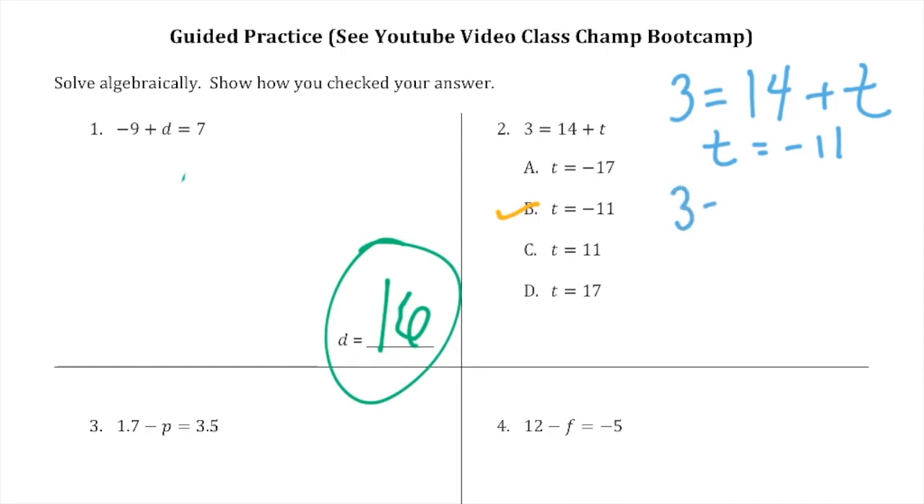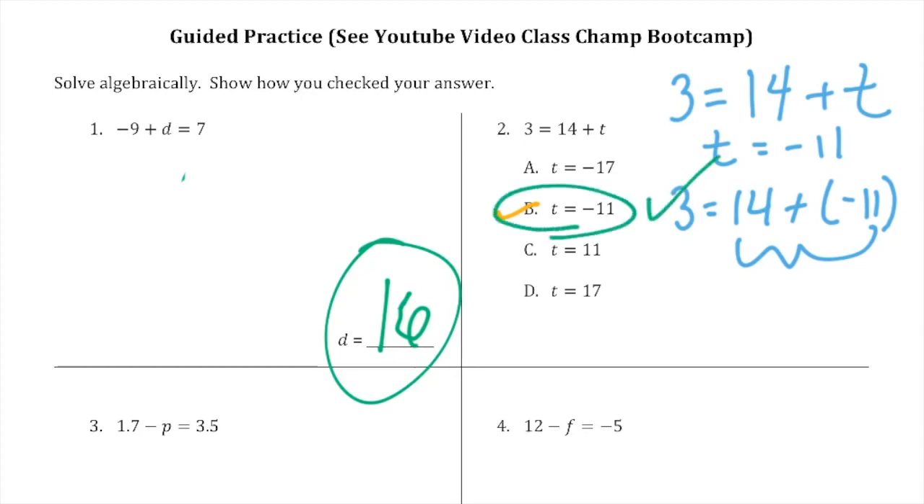So I write the equation as is, but instead of writing t, we know that t is equal to negative 11, and so I'm going to replace or substitute t for negative 11. And then I see that 14 plus negative 11 is still 3. That checks out correct. So give myself a check mark. The answer is B.